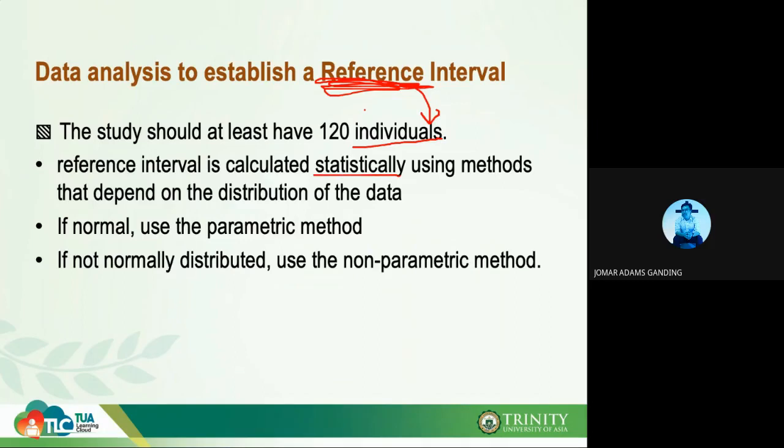Again, it depends upon the distribution. This is one of the things that I was trying to explain to you last meeting: if the distribution is normal, then you would be using a parametric statistical tool, or the parametric method. On the other hand, if the data are not normally distributed, meaning it is skewed, then we need to use the non-parametric method.